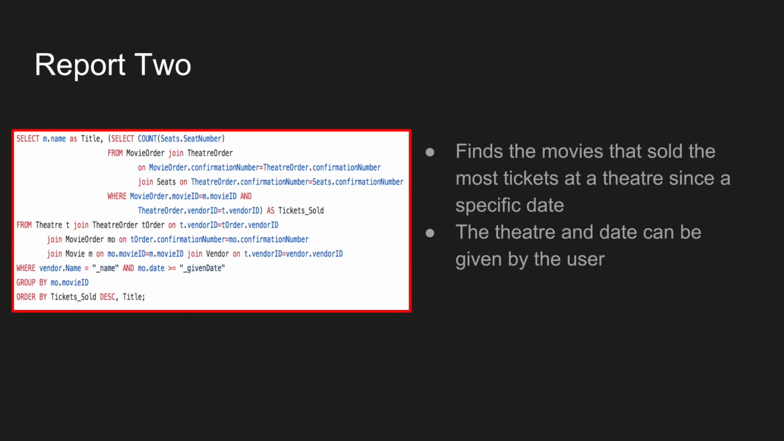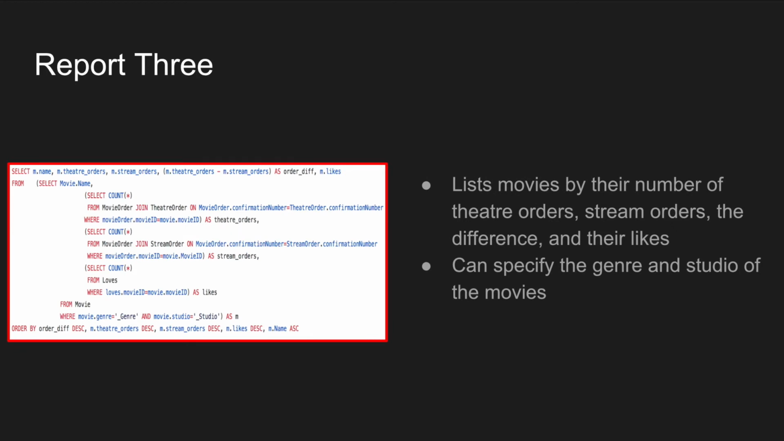The second report will find the movies that sold the most tickets at a specified theater within a specific date. This query is very useful for finding out what movies are popular at certain theaters and also if they're popular within a certain time. So you can go back in time and figure out what movies were popular in different areas at different dates.